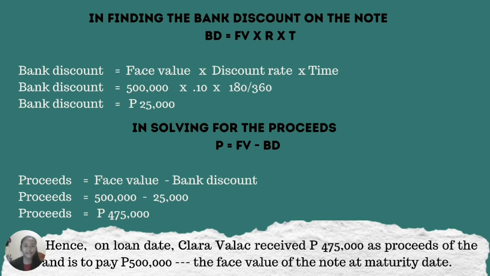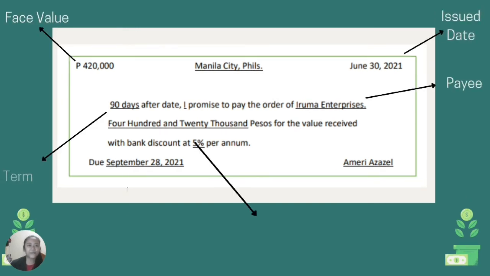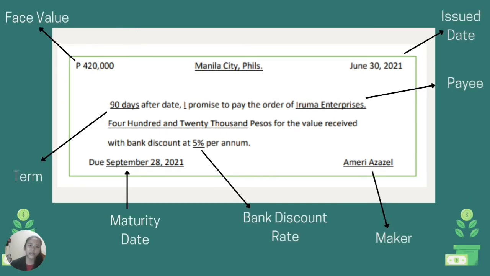Hence, on the loan date, Claro Valac received 475,000 as proceeds of the loan and is to pay 500,000, the face value of the note, at maturity date. Here we have also another example. Let us identify the values. The face value is 420,000, the term 90 days, the maturity date September 28, 2021, the bank discount rate 5%, the maker Amiri Azazel, the payee Aroma Enterprises, and the issue date June 30, 2021.